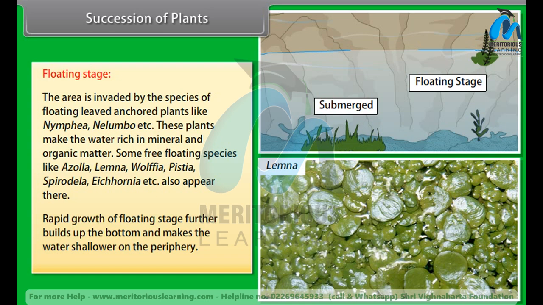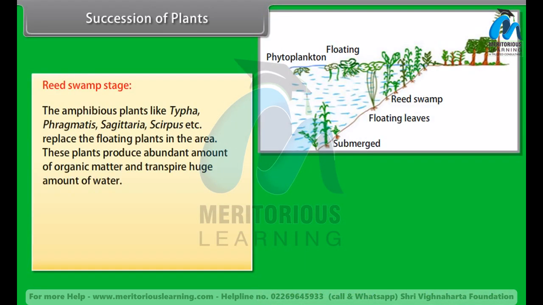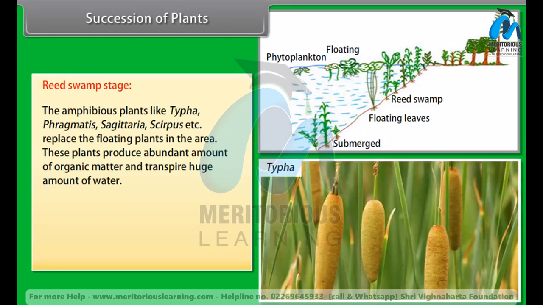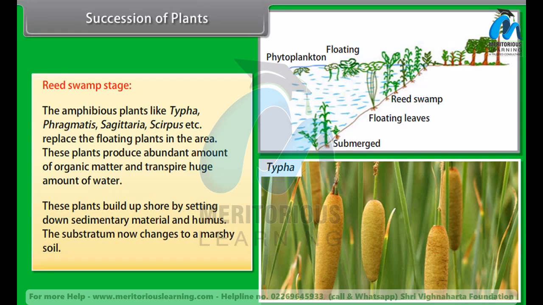Reed swamp stage. The amphibious plants like Typha, Phragmites, Sagittaria, Scirpus, etc. replace the floating plants in the area. These plants produce abundant organic matter and transpire huge amounts of water. These plants build up the shore by setting down sedimentary material and humus. The substratum now changes to a marshy soil.